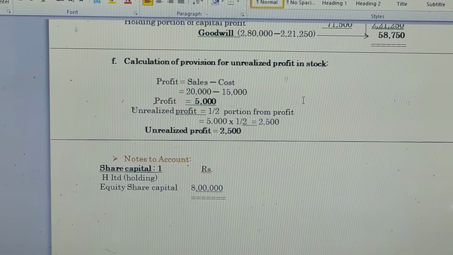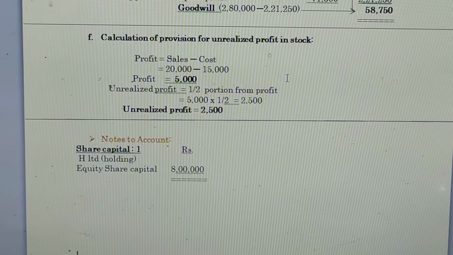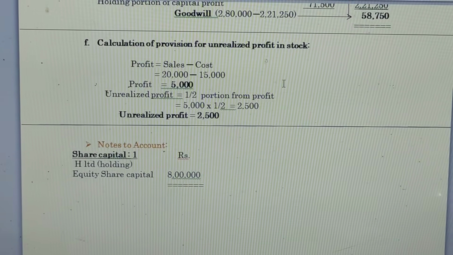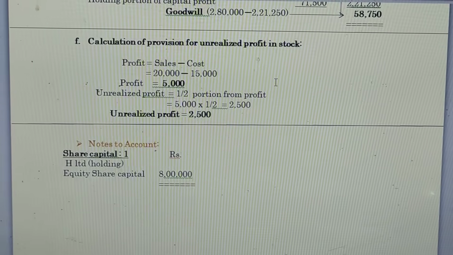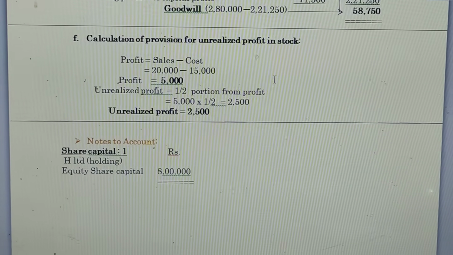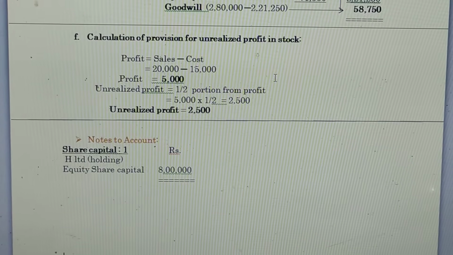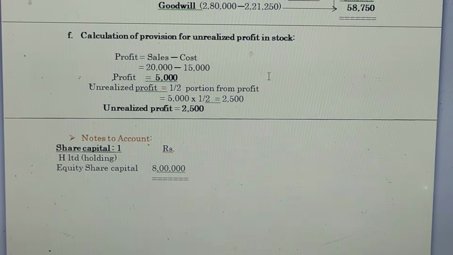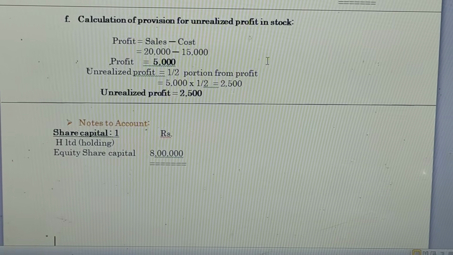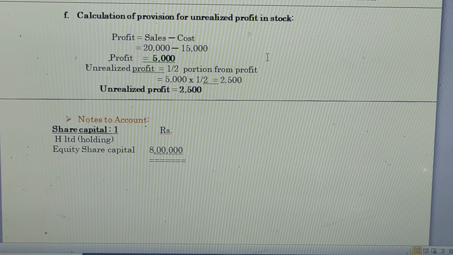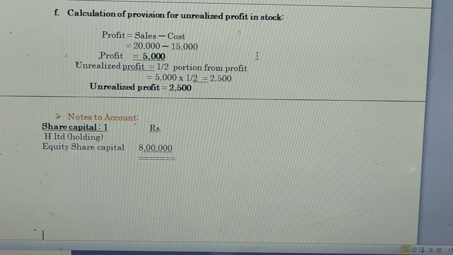Then we are going to prepare the calculation of provision for unrealized profit in stock. Profit equals sales minus cost. The sales value of stock is 20,000 and the cost value of stock is 15,000. So 20,000 minus 15,000, we get the profit amount of 5,000 for 1 year. In this profit, 1 by 2 portion is unrealized. Unrealized means we have not yet received that profit. So 5,000 multiplied by 1 by 2, we get 2,500. So 2,500 we have already realized. The remaining 2,500 is not realized.